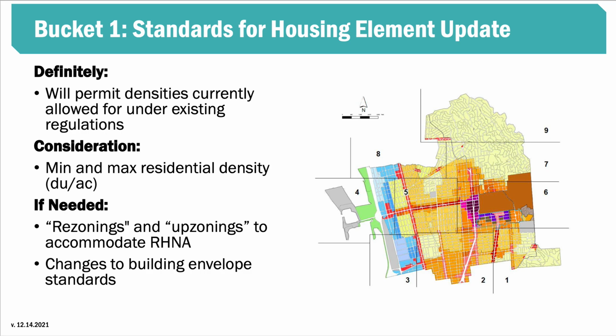In the first bucket are the zoning ordinance amendments needed for the housing element update. Amendments may include minimum and maximum residential density for many of the districts that allow residential development. Depending on the outcome of the housing element update process, the Bucket 1 amendments may also include rezoning to allow residential development in new locations and changes to building envelope standards to increase allowable densities for multi-unit projects.